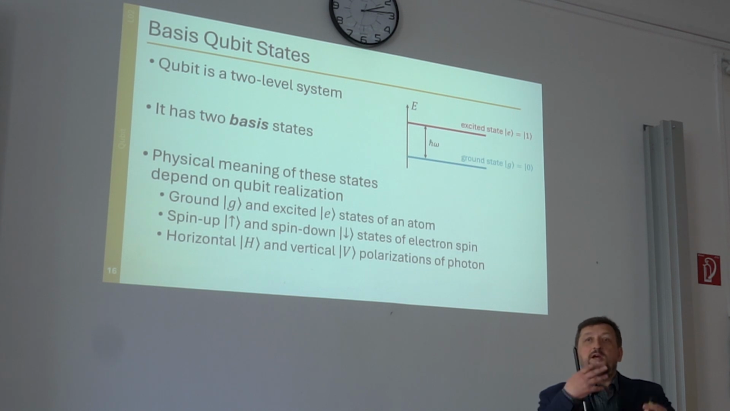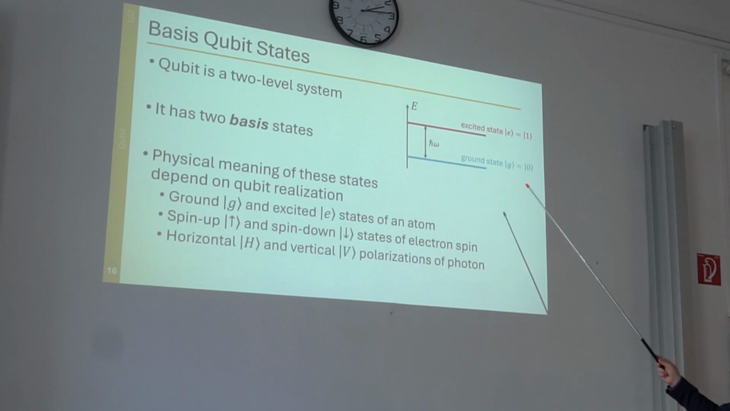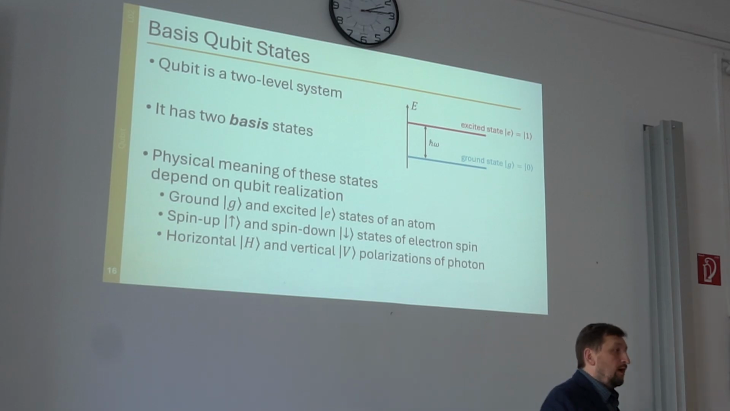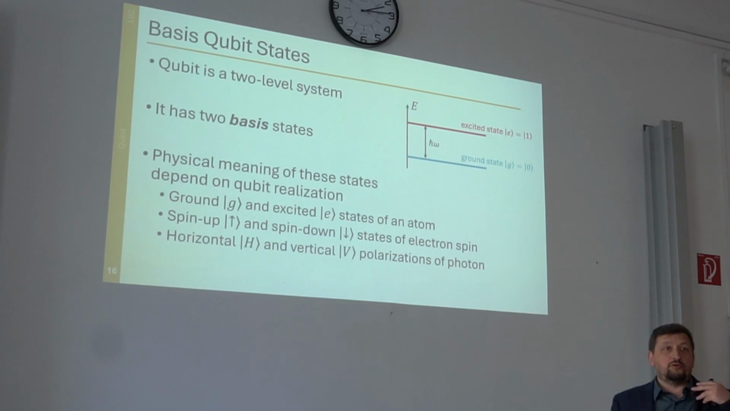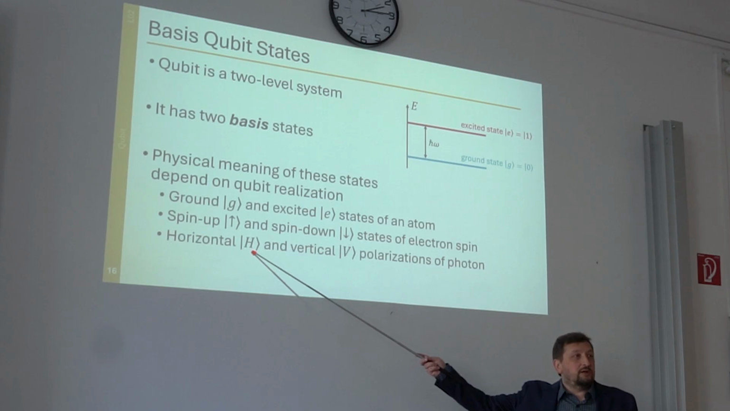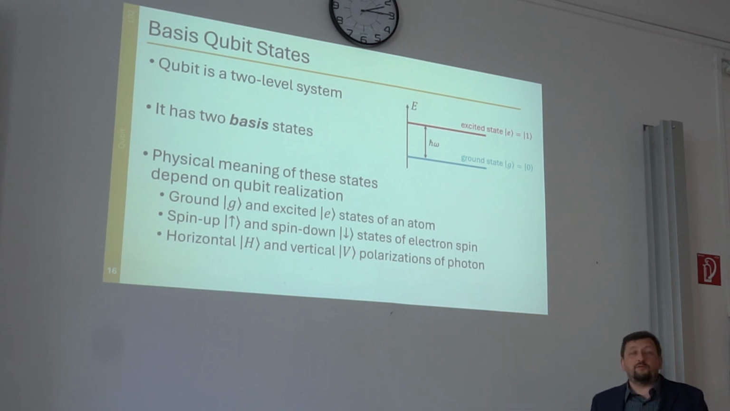And all other states can be obtained as a superposition of this. Now, the physical meaning of these two states is different and depends on the type of qubit. Not just physical meaning, but also standard notations. For example, when we are talking about photons and polarization of photons, there is horizontal polarization and vertical polarization. We usually denote horizontal polarization as ket H and vertical polarization as ket V, and it has the meaning of different polarization.